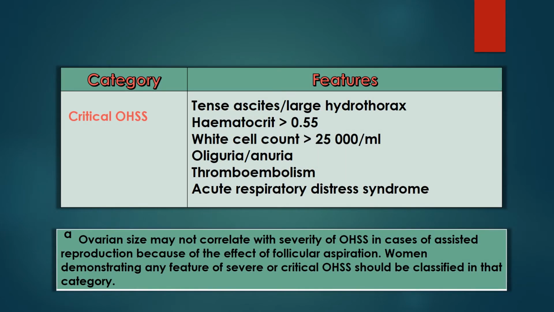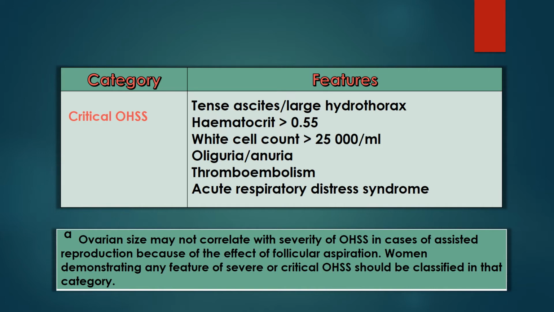Category: critical ovarian hyperstimulation syndrome. Features: tense ascites, large hydrothorax, hematocrit greater than 0.55, white cell count greater than 25,000 per milliliter, oliguria and/or anuria, thromboembolism, and acute respiratory distress syndrome.